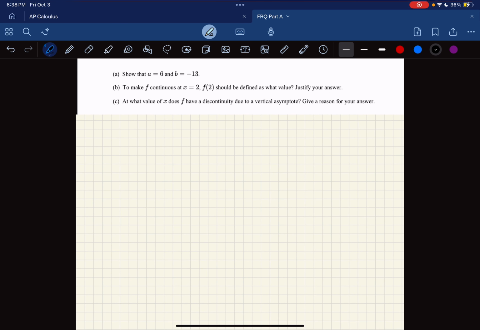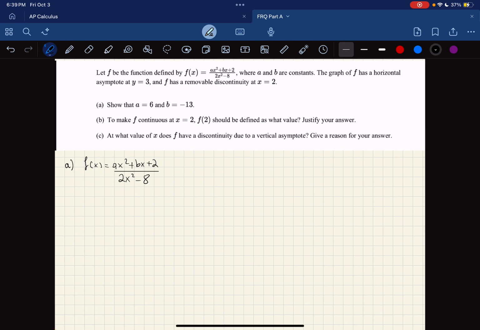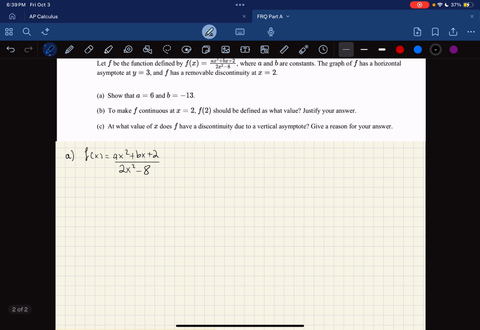The second question over here, they gave me a function whose numerator is a polynomial. So f of x is ax squared plus bx plus 2 over 2x squared minus 8. The first piece of information they gave me is that we have a horizontal asymptote at y equals 3, and f has a removable discontinuity at x equals 2. Which brings us to the first question: show that a is equal to 6, b is equal to -13.